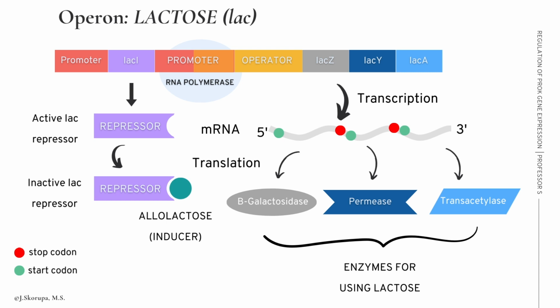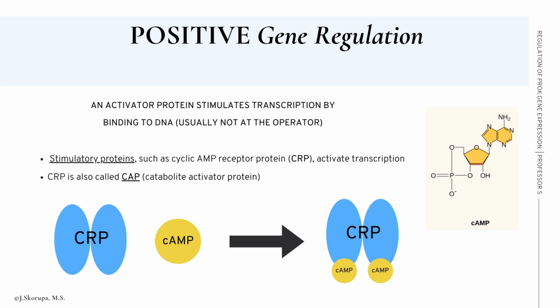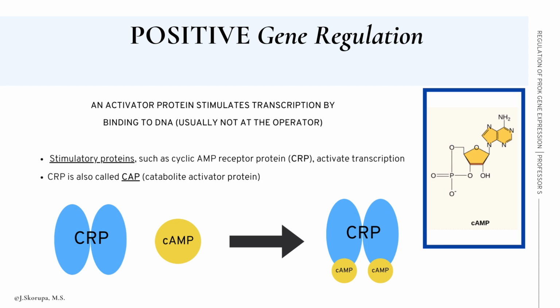There's also a positive regulation mechanism. In positive gene regulation, an activator protein stimulates transcription by binding to DNA, and this is usually not at the operator. A stimulatory protein that we will see in this lecture is CRP, which is cyclic AMP receptor protein. You should remember cyclic AMP, or cAMP, from the cell communication chapter. It's often a secondary messenger in the cell.